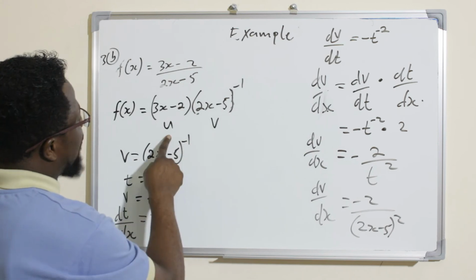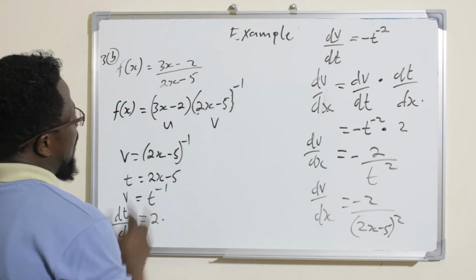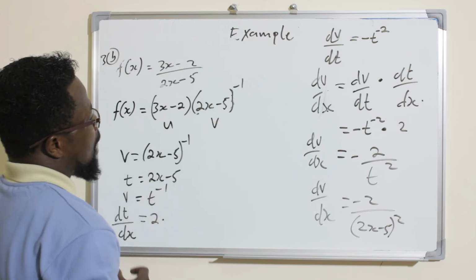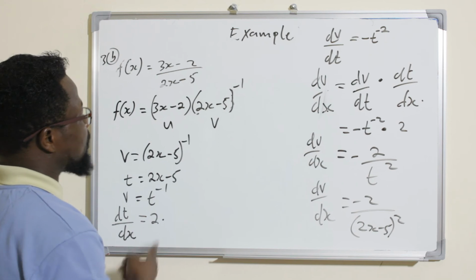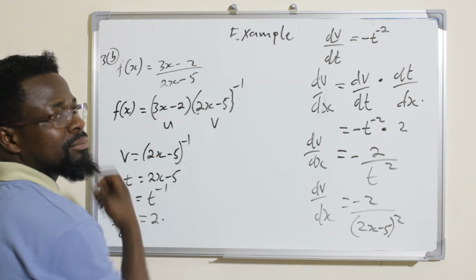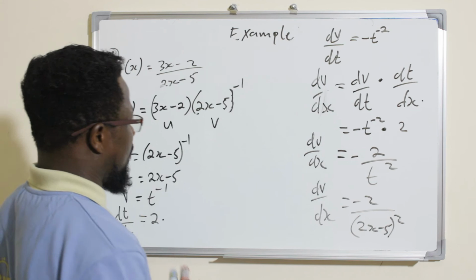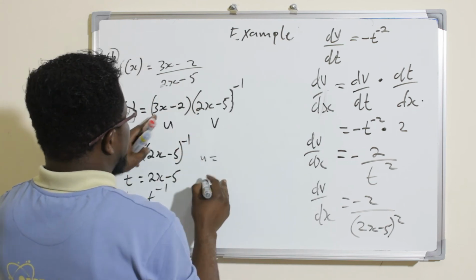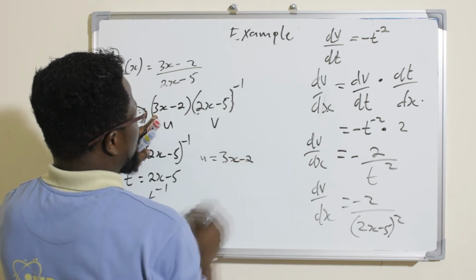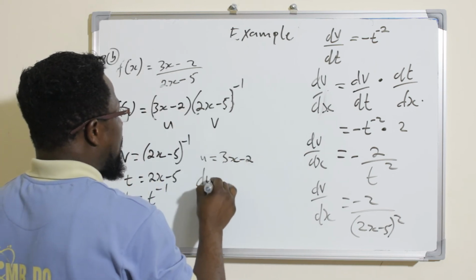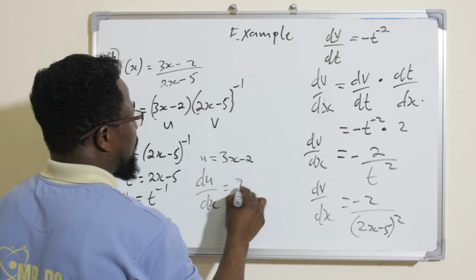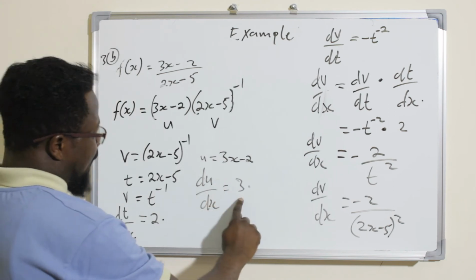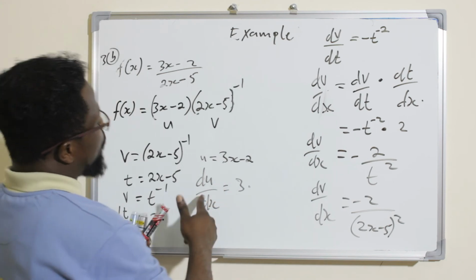And now from here I have u, I have v. It's a product rule, so for me to apply the product rule, I also need du dx. So I need to find du dx from here. Remember here, our u is 3x minus 2, and du dx is now 3. So I have gotten du dx.